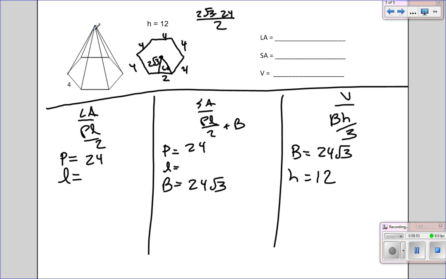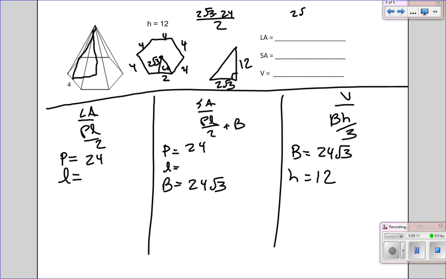Now, let's go ahead and draw the triangle. Remember that triangle? And fill in our missing pieces. So the apothem goes at the bottom, so 2 root 3. We don't know the height. Oh, we do know the height. Sorry, it's 12. And we don't know the slant height. That's what we're trying to solve for.